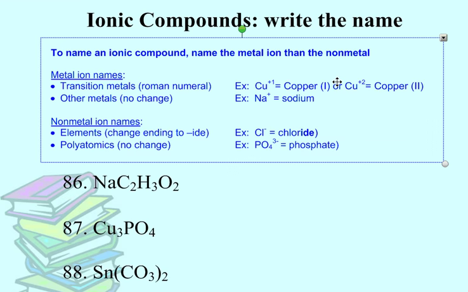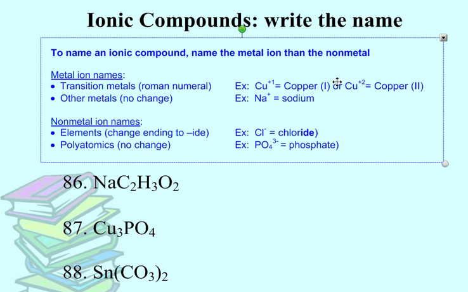For transition metals, which are the ones in the D block or in the center, you must look on the back of the periodic table on the right column, and you'll see it says common metal ions, because sometimes these transition metals have more than one oxidation number or charge. And you must write that in a Roman numeral when you're writing the name.